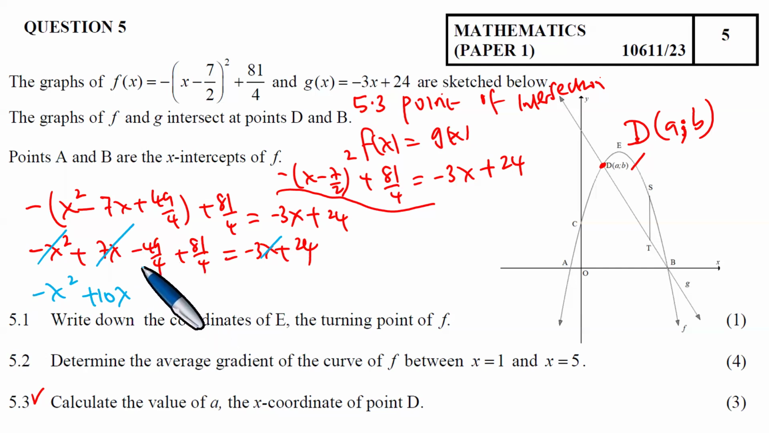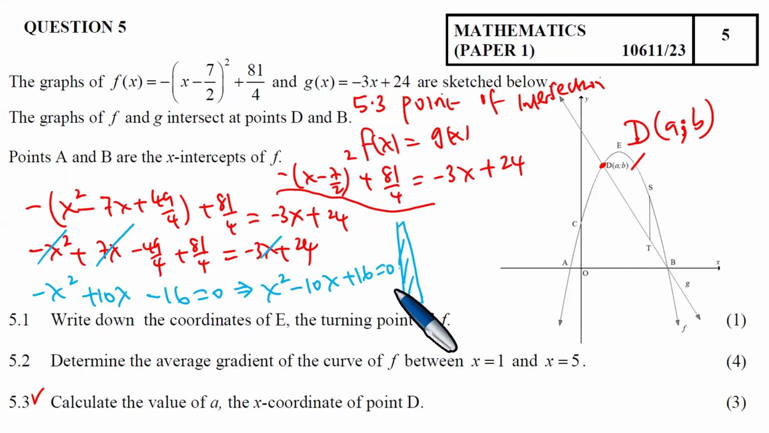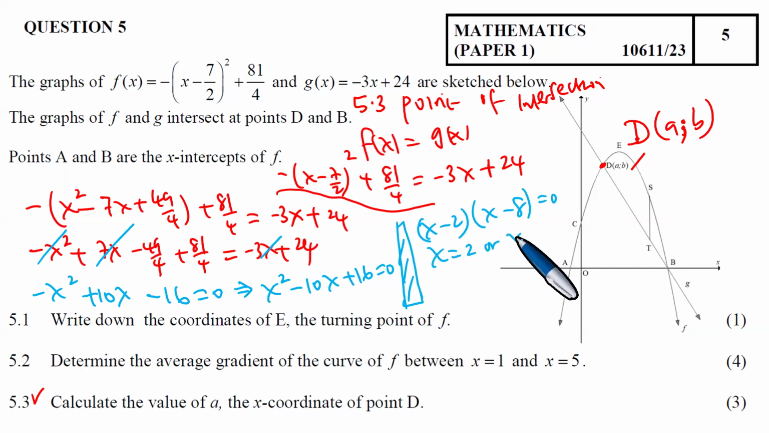You realize, therefore, if you add minus 49 and the 81, you'll be able to get the result. What result do you get here? 32 divided by 4 becomes 8. 8 minus 24 gives us minus 16 equals 0. Divide through by negative: x squared minus 10x plus 16 equals 0. x minus 2, which means, therefore, x is 2 or x is 8.